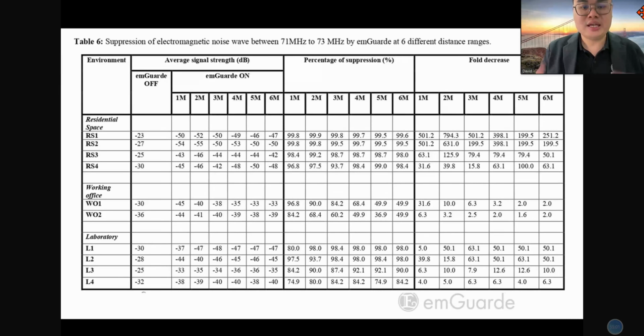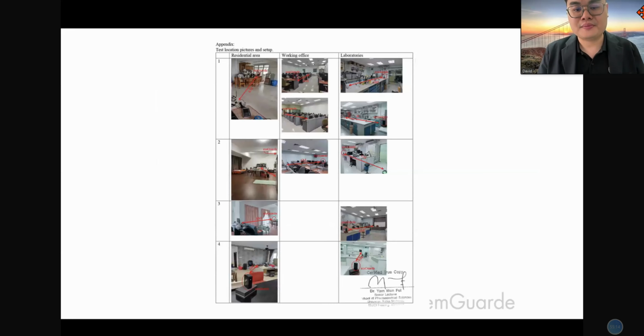All right, they're testing this particularly on 71 to 73 megahertz, which is the common operating frequency for the brain as well. So this data is pretty important for you to execute your demonstration. All right, this is the picture collected from all the different environments where they did the testing: residential spaces, workspaces, and also the laboratory in the university.